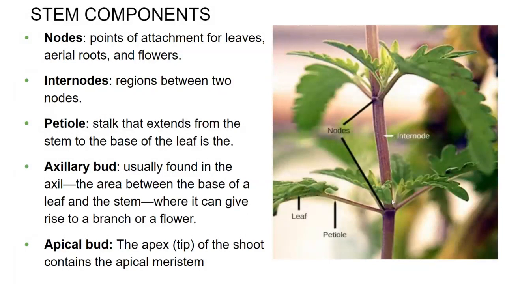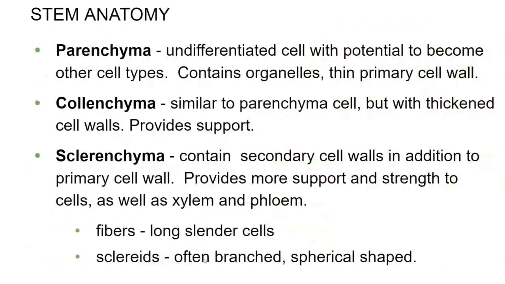Then we have axillary buds. This is an area on the node that is going to produce new leaves or a new flower. Like this is a bud where new growth is happening, because plants grow in all directions all at once, including the apical bud, which is going to be the very top of the stem. The apex, or the tip of the shoot, is going to have an apical meristem. And we'll talk about meristems more when we talk about roots, because plants also are growing down at the same time that they're growing up. They're also growing out, but I digress.